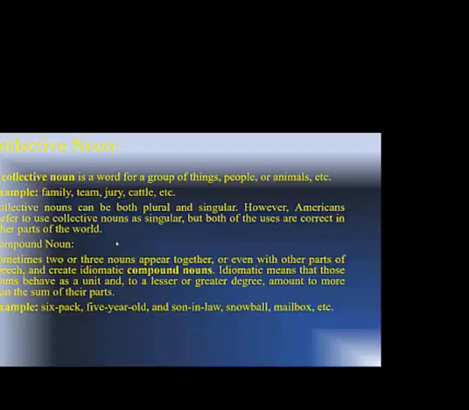Compound nouns. Sometimes two or three nouns appear together, or even with other parts of speech, and create idiomatic compound nouns. Idiomatic means that those nouns behave as a unit to a lesser or greater degree, amounting to more than the sum of their parts. Amount here is not a mass or something. It means live up to more than the sum of their parts.